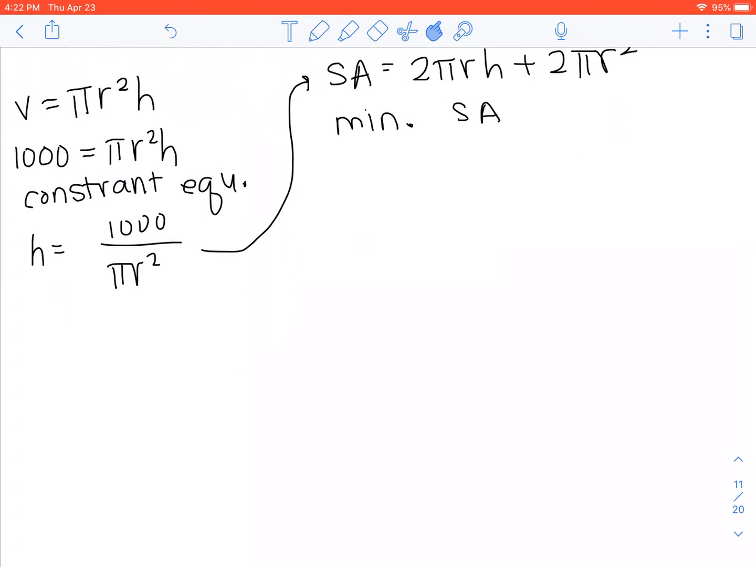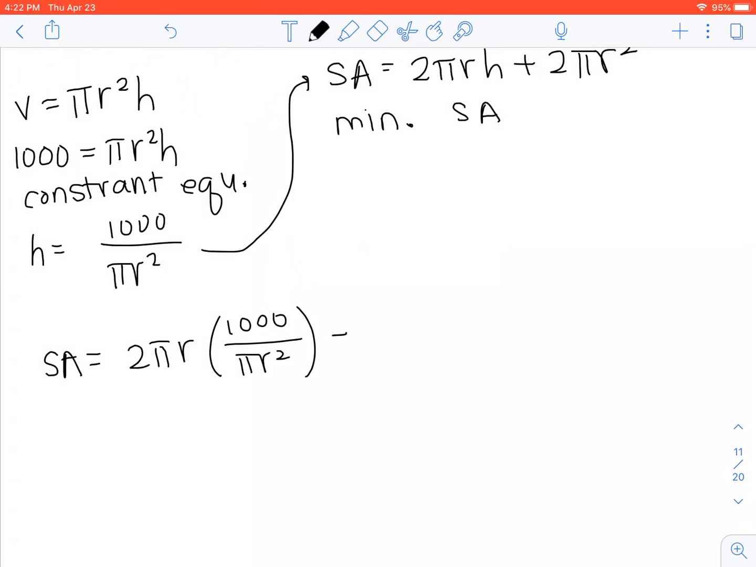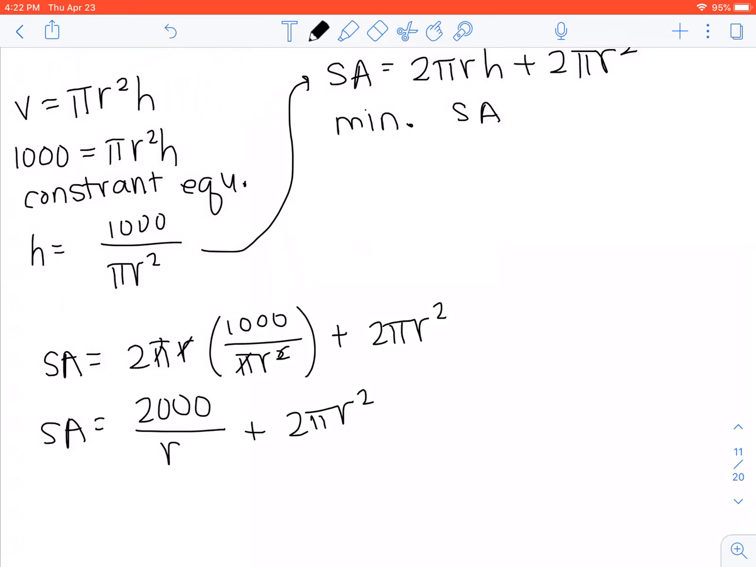So when I substitute that in, we have the surface area is equal to 2 pi r, and instead of h we put 1,000 over pi r squared, plus 2 pi r squared. And then simplifying this, we get the surface area is equal to, and reduce that down, and we end up with 2 times 1,000, so 2,000 over r plus 2 pi r squared. And I'm going to rewrite this as 2,000 r to the negative 1 plus 2 pi r squared.